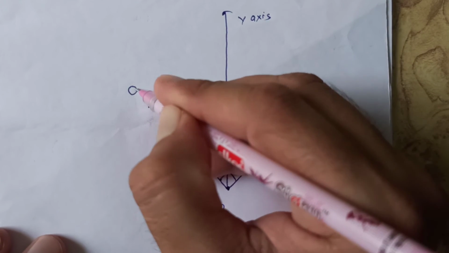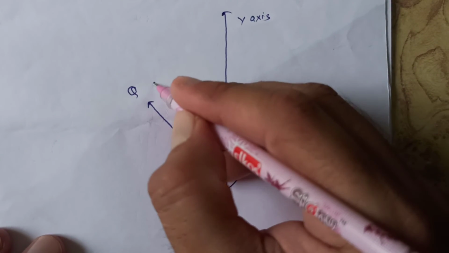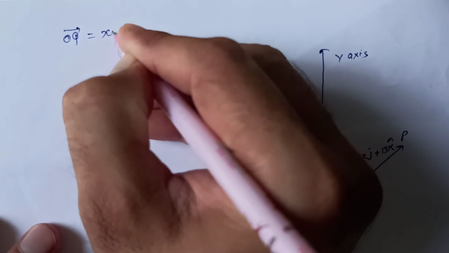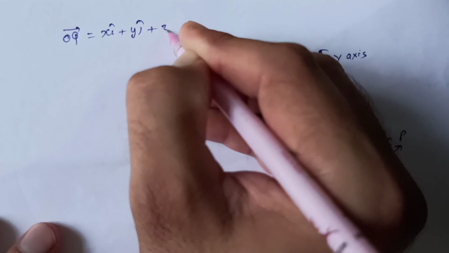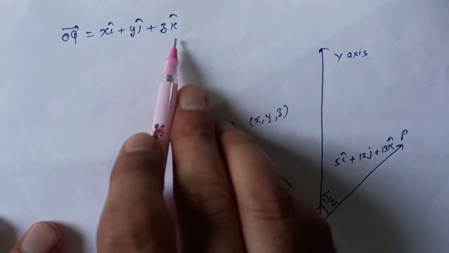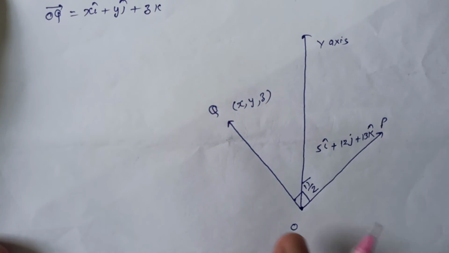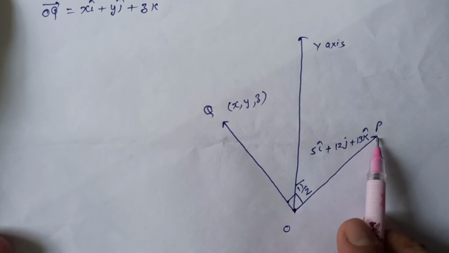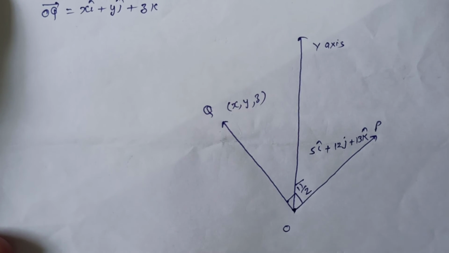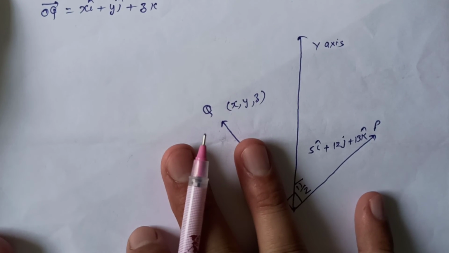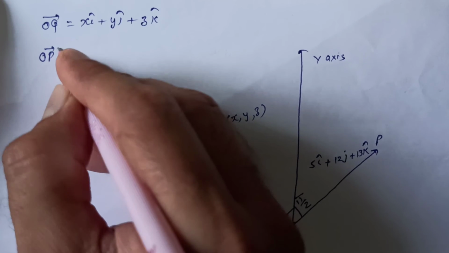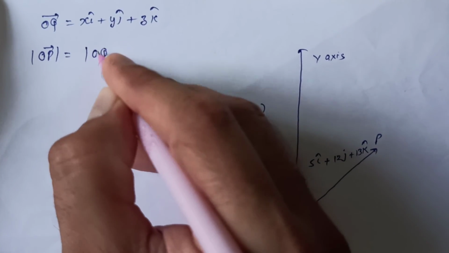Let the transformed vector be OQ with position vector x i cap, y j cap and z k cap. We are to find this new vector OQ, that is x i cap plus y j cap plus z k cap. So we are dealing with three unknowns x, y and z. Let us find the different conditions given in the question. First, the vector OP is rotated through O, so only the direction of the vector is changed, and the magnitude remains the same. So the magnitude of vector OP will be equal to the magnitude of vector OQ.